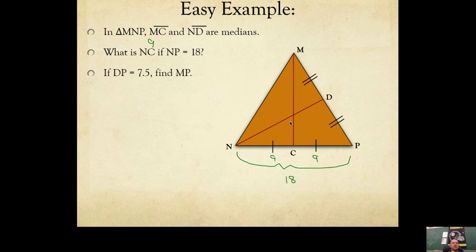E to P is 7.5. How far is it from M to P? Well, if this is 7.5, this is 7.5. So the whole thing would be 15. Those are little problems you can do when you know that there are medians in a triangle.